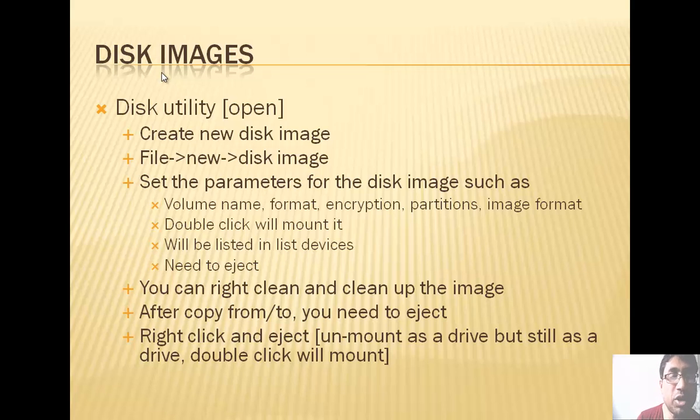Using the disk utility, you can also create a disk image. A disk image can be used for many purposes, like when you create a software installer, it can be distributed as a disk image. When you want to transfer files from one computer to another, or if you want to give something to your friend, you can make a DMG file or disk image file with all the files and folders required, and then you can transfer it.